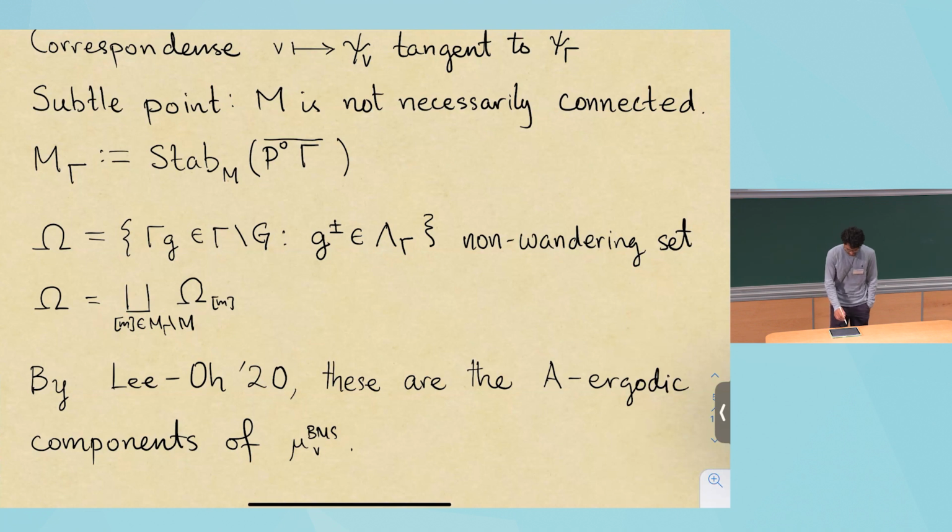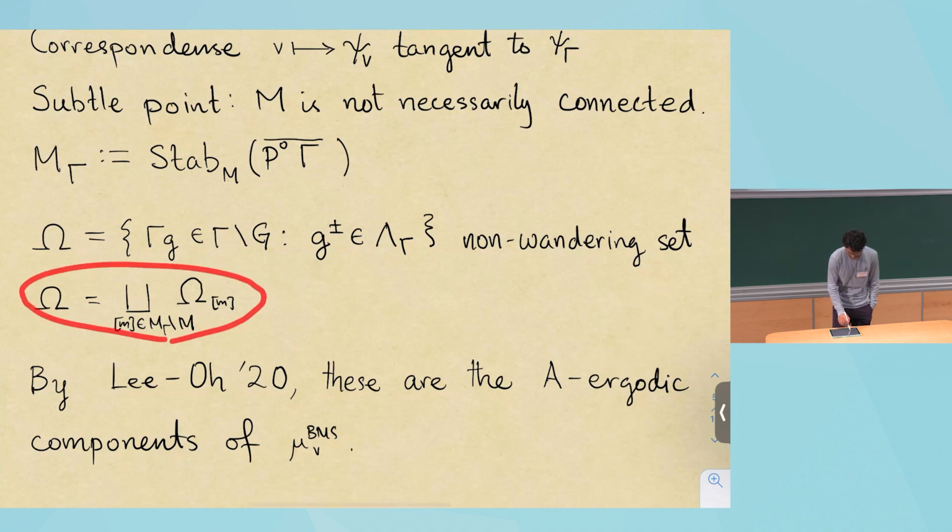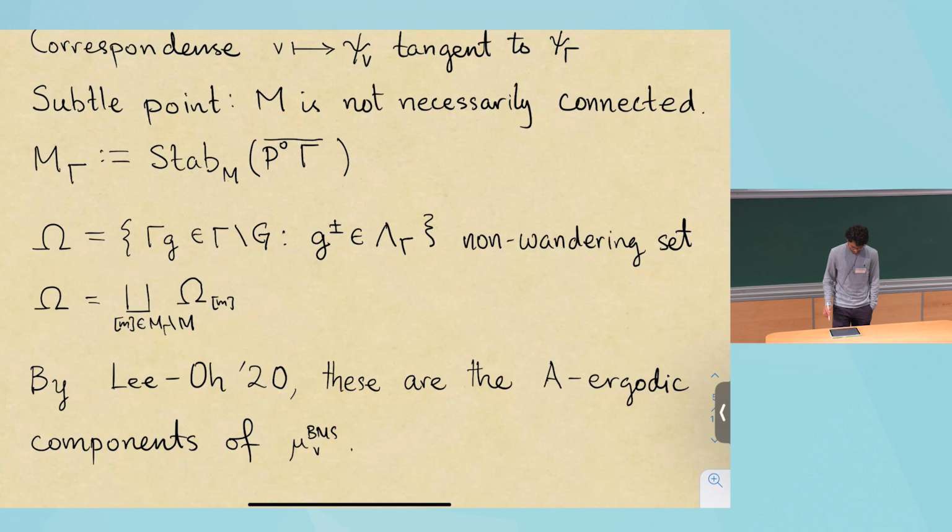So this actually comes up in Dang's work already when she studies topological mixing. And by a result of Minju Lee and Hee Oh, these are also the A-ergodic components of the BMS measure. I didn't define the BMS measure yet, but it turns out they're the A-ergodic components.